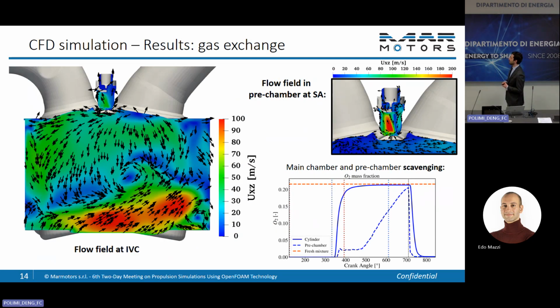So this is a focus on the flow motion inside the cylinder and inside the prechamber. And a really important thing that I want to highlight is that, as you can see, you have a sort of preferential motion inside the prechamber that will turn into a local tumble motion inside the prechamber that will affect, as I will show, the combustion development.